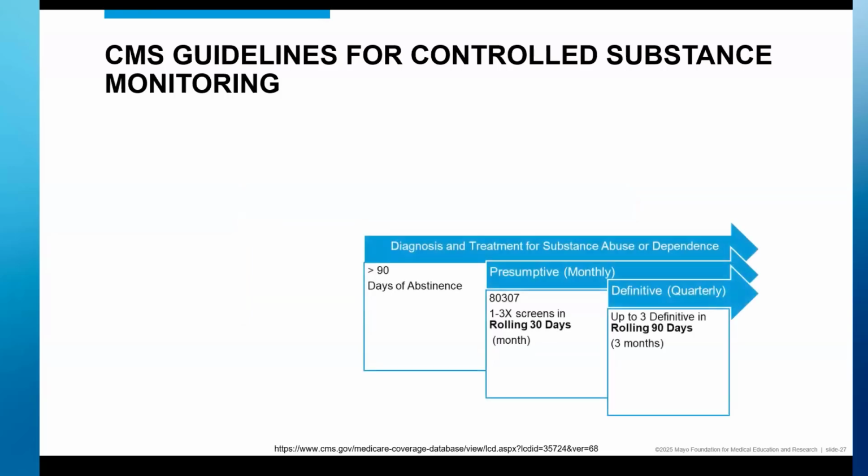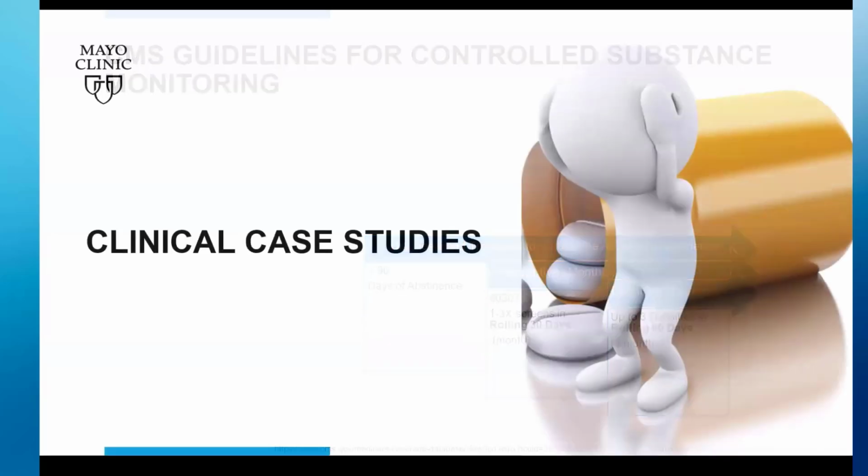And as that patient goes beyond 90 days, you can still use that 80307 code. However, now it's 1 to 3 times if you're doing the presumptive type tests every 30 rolling days, essentially a month. So this type of testing is supported, as I mentioned, both by clinical practice guidelines and CMS guidelines for controlled substance monitoring, particularly in the substance abuse and dependence addiction populations. Now, what I want to end with is how you would use this in real life, taking some real clinical case studies and showing you how to interpret these results.